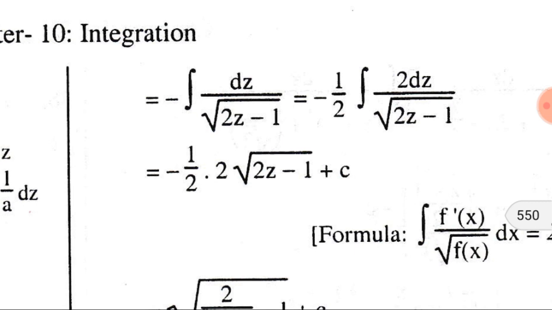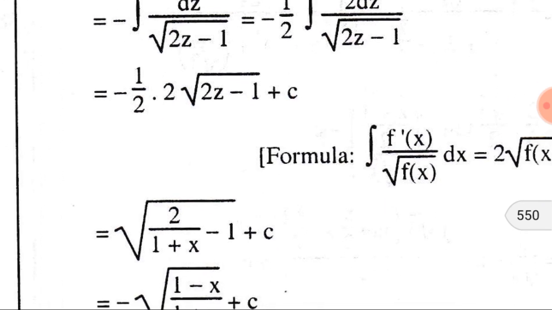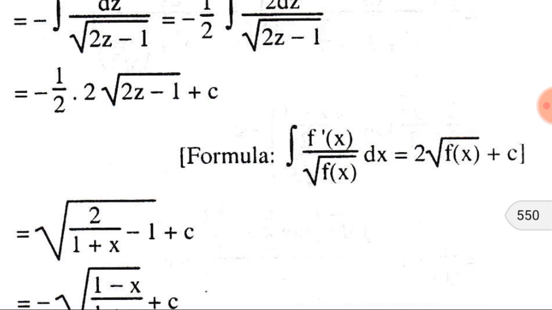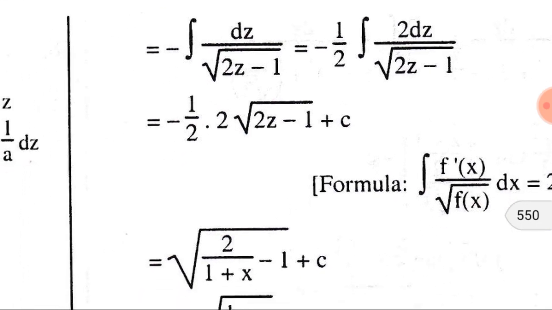So we can write minus half, and this integral will be 2 square root of 2z minus 1 plus c, because we know that the integral of f prime of x dx divided by square root of f of x is equal to 2 root over f of x plus c. So here f of z is 2z minus 1, and the differential of it is 2 dz. That is why I can write here 2 root over 2z minus 1 plus c.